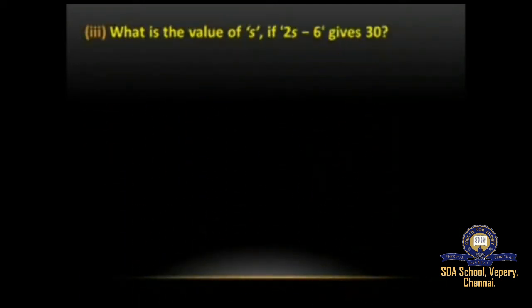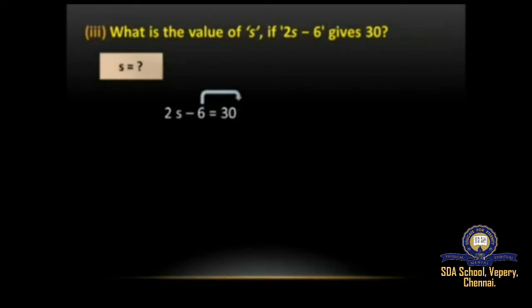What is the value of s if 2s minus 6 gives 30? So in this case, you are going to find the value of s. So what is given in the question? 2s minus 6 is equal to 30. Okay, you're going to find the value of s. So you are going to bring the minus 6 to the right hand side. So when you bring the minus 6 to the right hand side, you will be getting plus 6. Okay, so you're going to add 30 and 6. So the answer you get is 36.